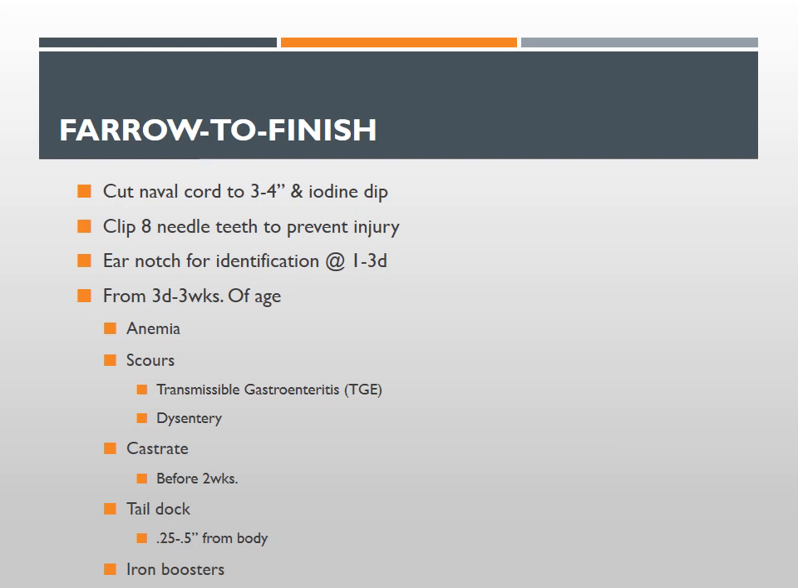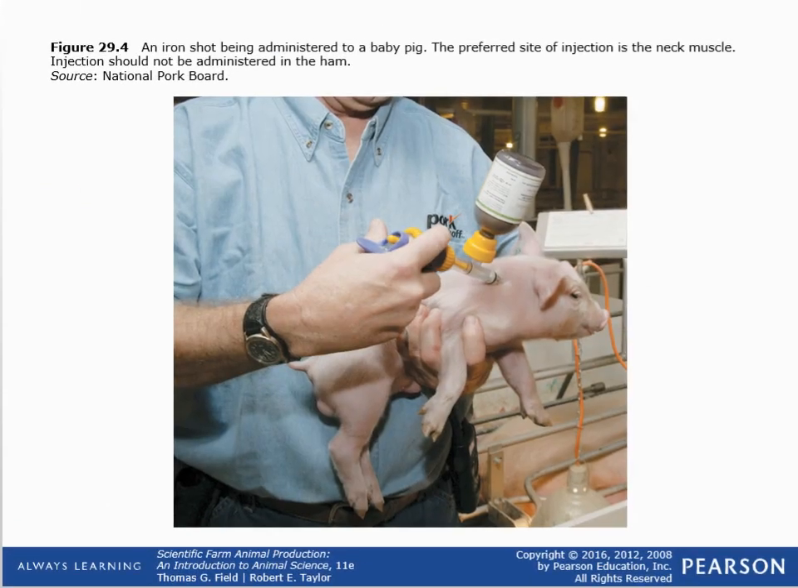Ear notching for identification, if that works in your operation. They need shots for anemia, so we've got to provide iron shots. Certainly work on preventing scours. That's absolutely critical because they can have real problems with that, and it can spread quickly through your barn. Castrate before 2 weeks if you're not wanting to keep a boar. Tail dock and continue with those iron boosters.